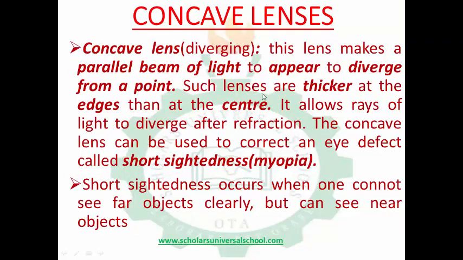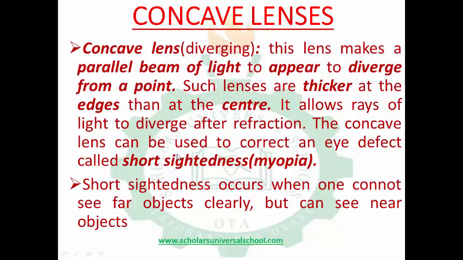Now, a concave lens. Concave lenses are also called diverging lenses. This lens makes a parallel beam of light appear to diverge from a point. We talked about a diverging beam in our last class. This is a beam of light that leaves a common point and diverges. Such lenses are thicker at the edges than at the center. It allows rays of light to diverge after refraction.